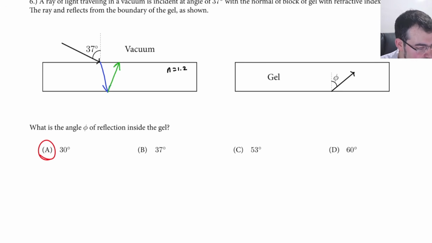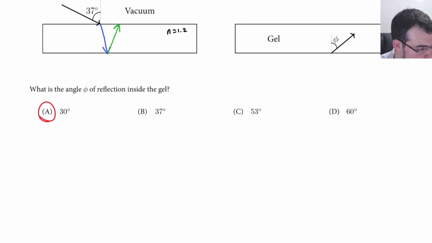But how do you do it quantitatively? Well, you just use Snell's law, right? You just use Snell's law. N1 sine theta 1 equals N2 sine theta 2.